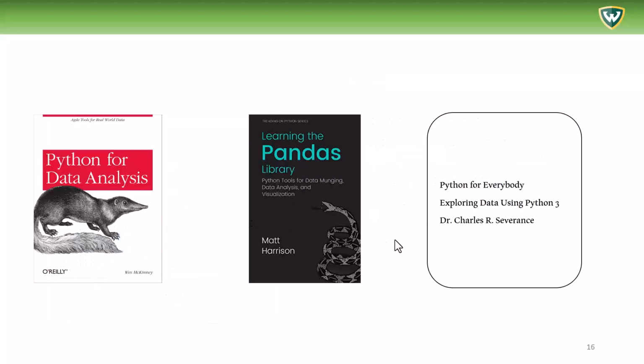Just some references of books that may be useful for you: Python for Data Analysis, Learning the Pandas Libraries, also the Python for Everybody free textbook that I mentioned in the syllabus for this class. You should be able to get these either freely online or via our library, and if not, you can buy probably used copies for a very reasonable price.